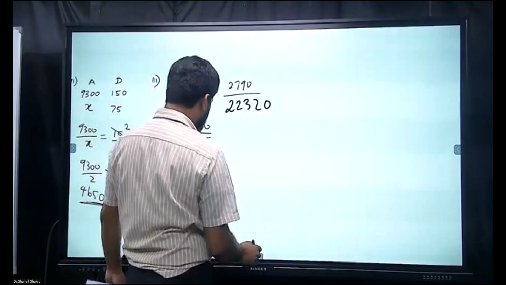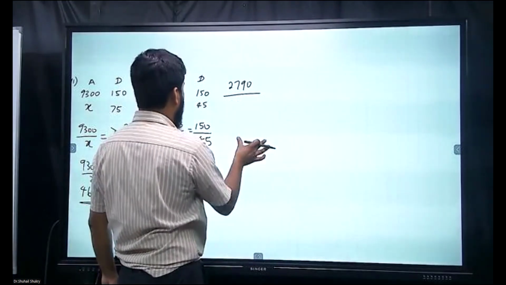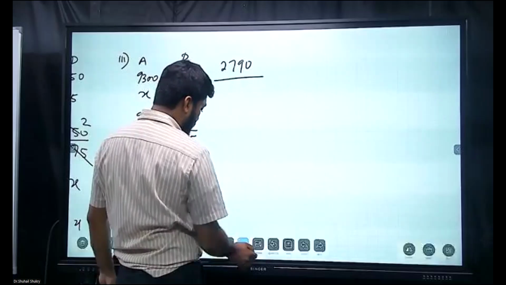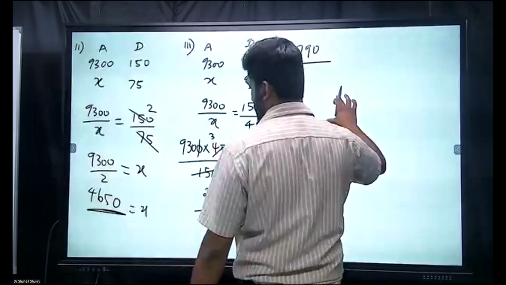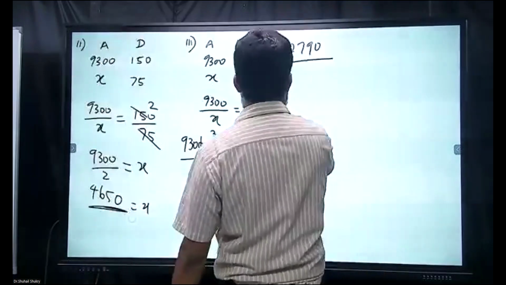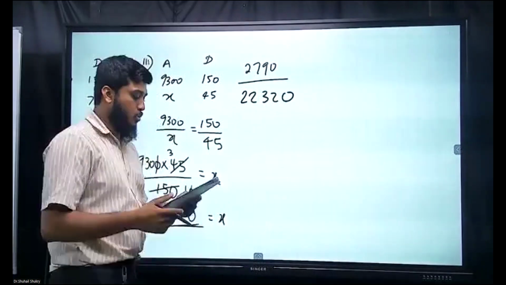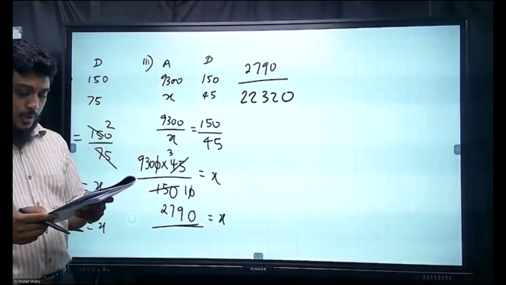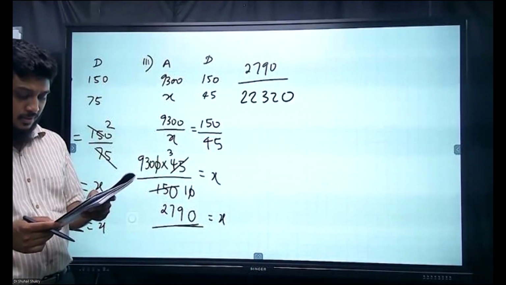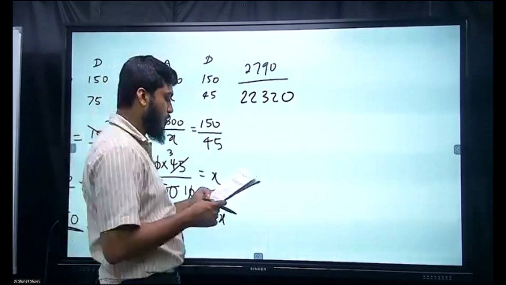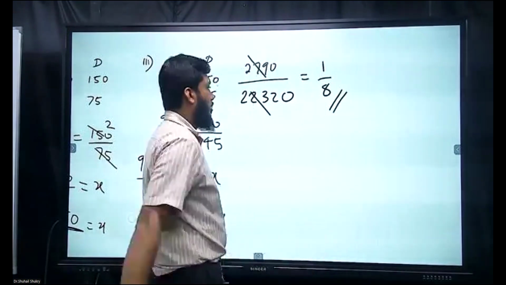Now, if you can simplify this, you have to simplify this. 2,790 out of 22,320. They have asked this 2,790, what did we get? For the fourth position, the whole thing, as a fraction. Fourth position fraction. So if you simplify, you'll get the answer 1/8.